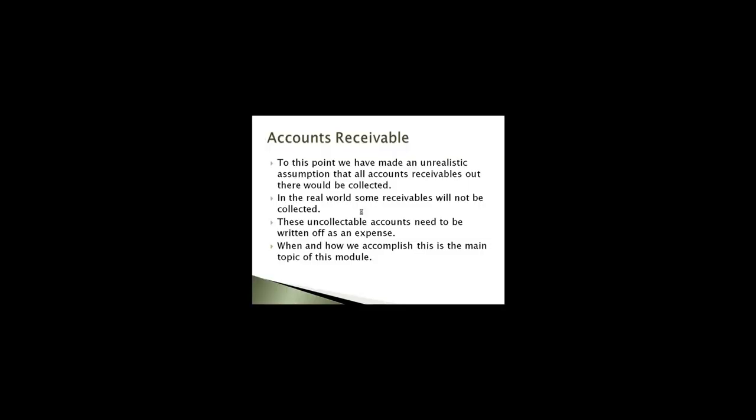The assumption to this point is that every customer that owes us money will pay us. This is not a realistic assumption, and there will be accounts that cannot be collected for various reasons that need to be written off. Since we record the revenue when it's earned, we need to create an expense for those accounts that will not be collected and written off in future accounting periods. There are two ways to do this: the direct write-off method and the allowance method.